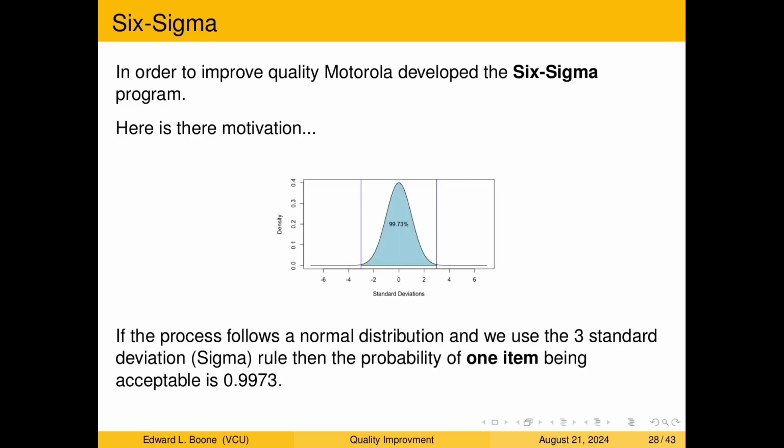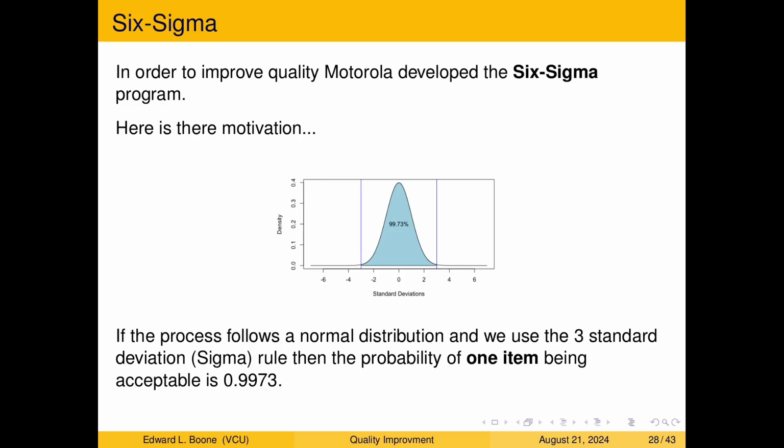So suppose that my process is producing products that follow a normal distribution, a nice bell shape, and we use 3 standard deviations to define our lower control limit and upper control limit. Well, just using the normal table or functions in your calculators, you'll find that to be within 3 standard deviations, the probability is 0.9973. So it's very high that one item will land in there.